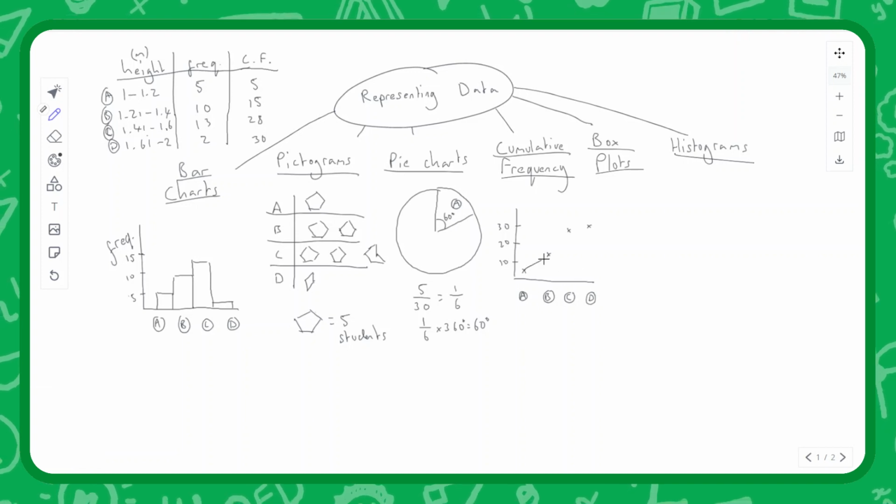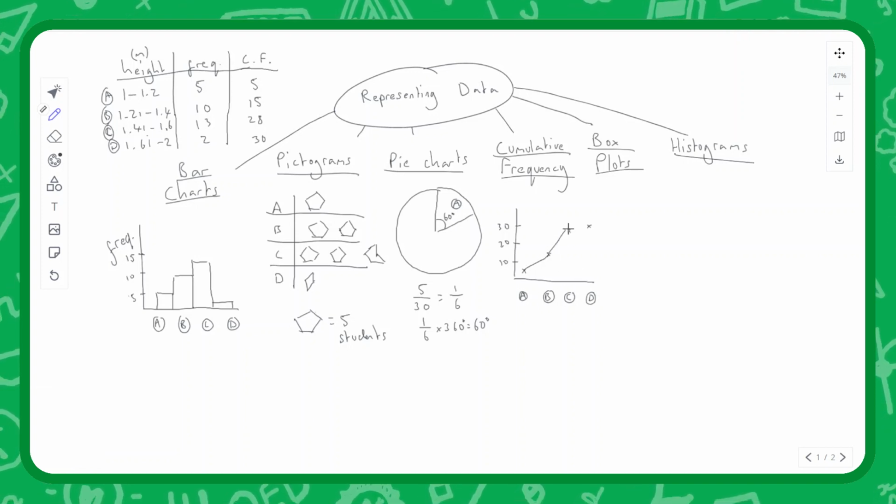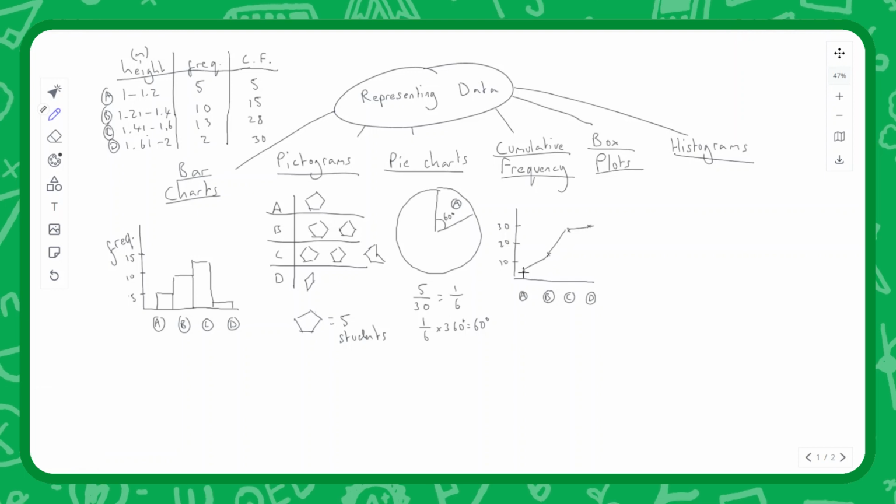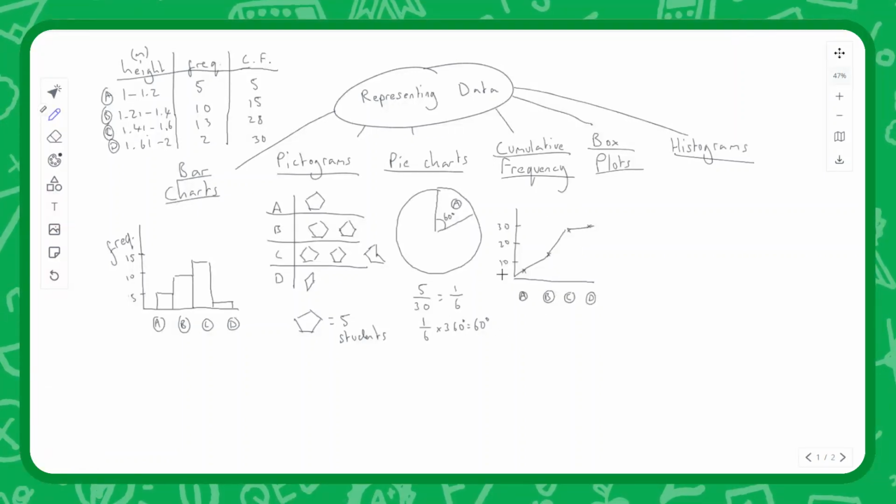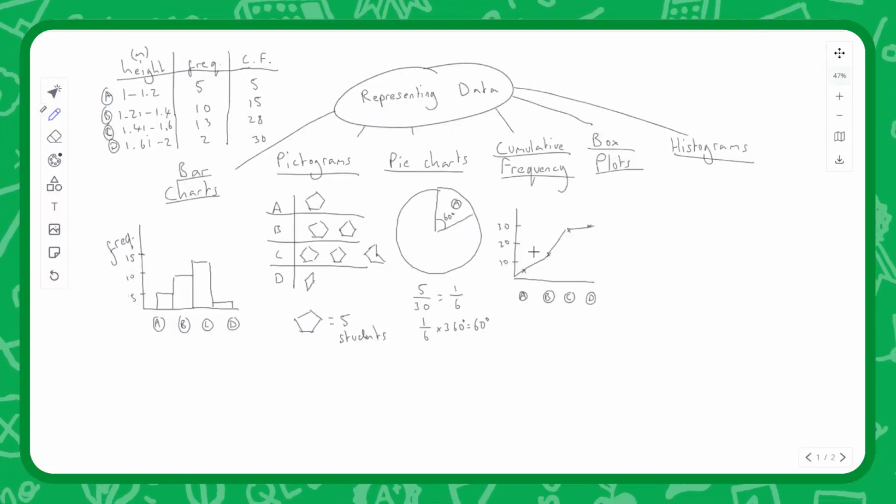And we could join those up if we wanted to. That would be our cumulative frequency graph.